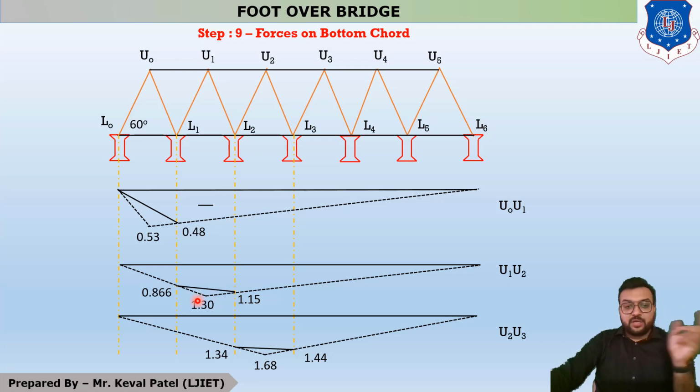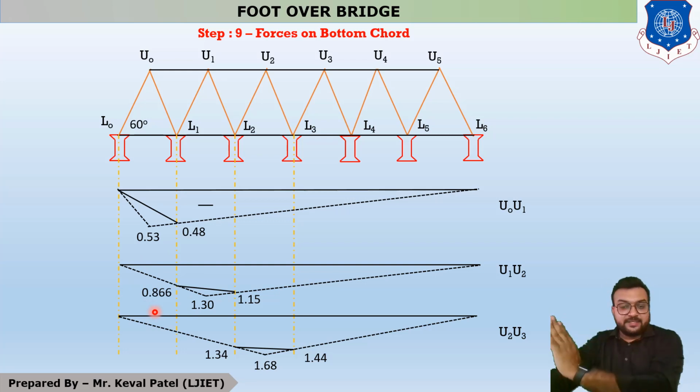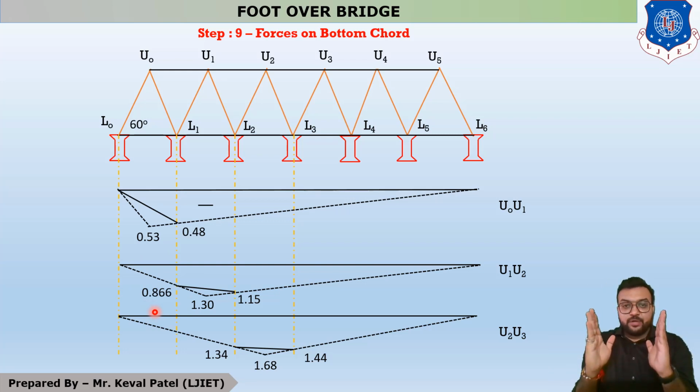Now how can this value be found out? You can see that from the left hand side this distance is 4.5. So for 4.5 your value is 1.3, but what is this distance? This distance is 3. So for 4.5 your value is 1.3, so what is the value for 3 meter? You will get your answer 0.866. And similarly for the right hand side, if your distance is 13.5, then your value is 1.30. So what is the value for 12 meter? Okay, so you will get your answer 1.15. And the similar calculation is for the L2, L3 member.